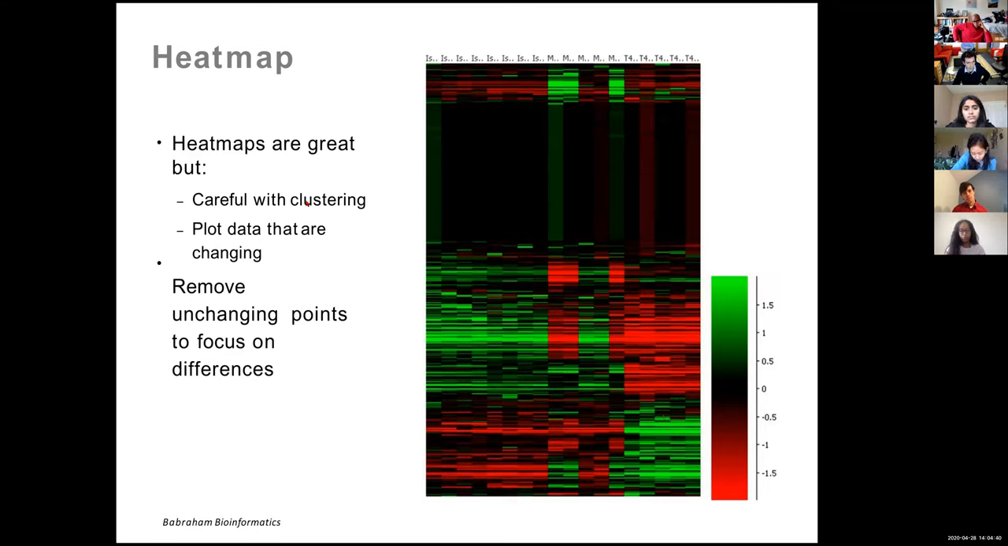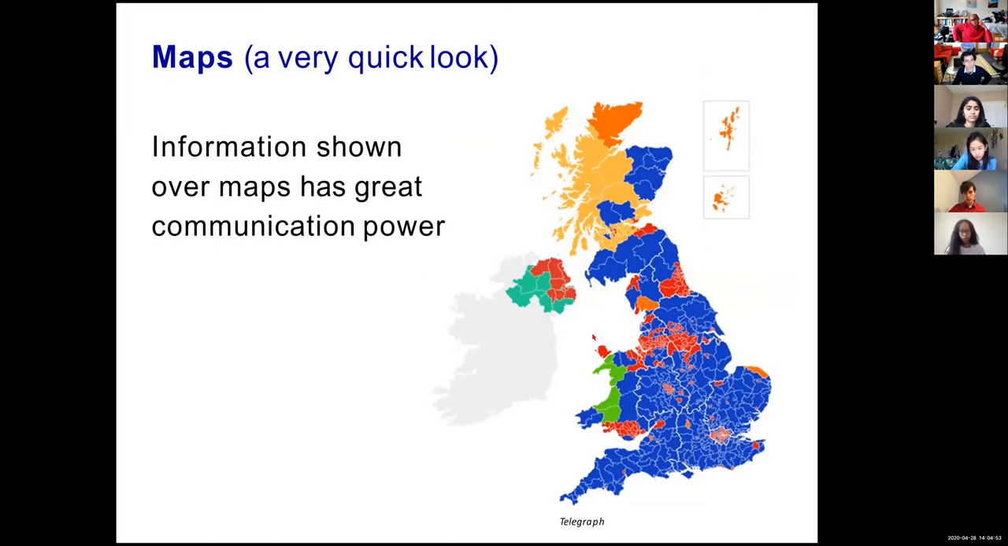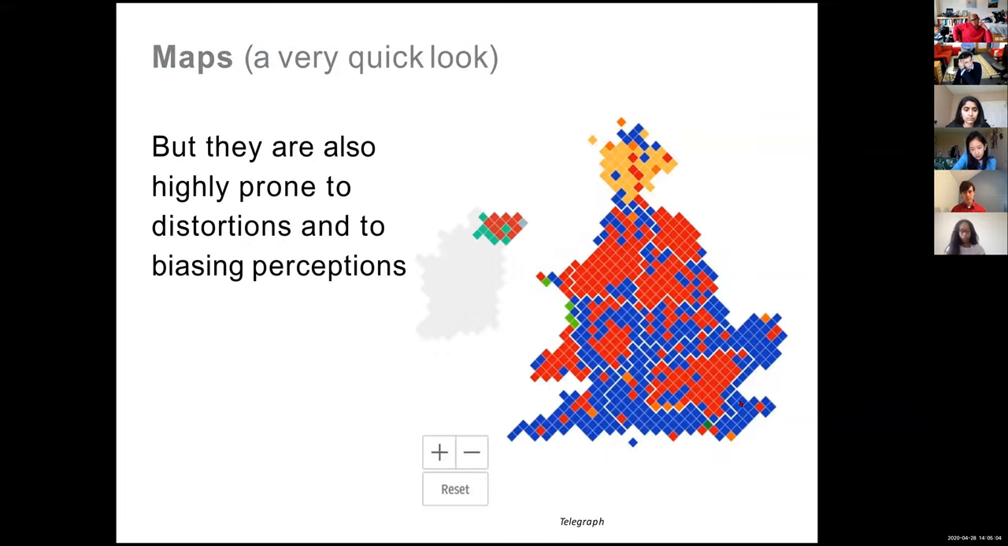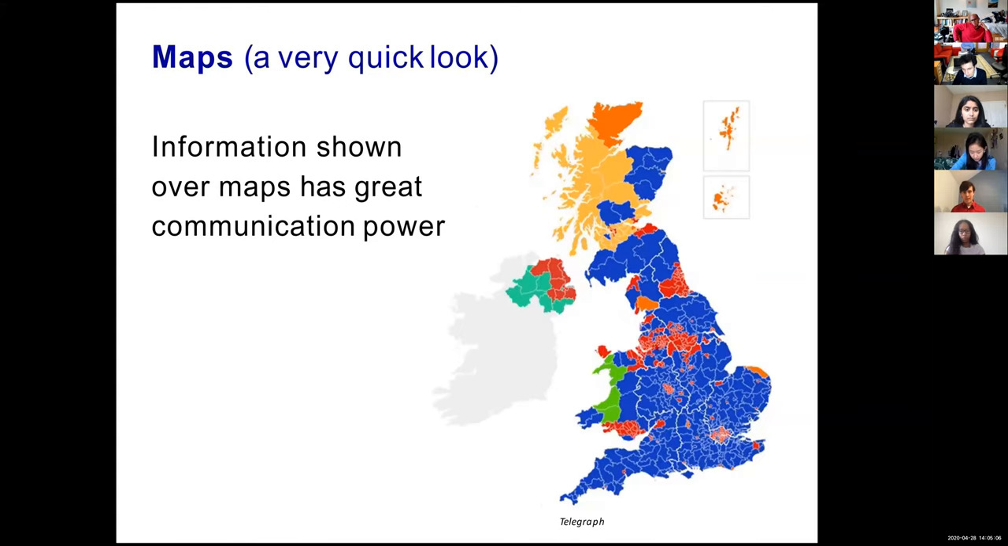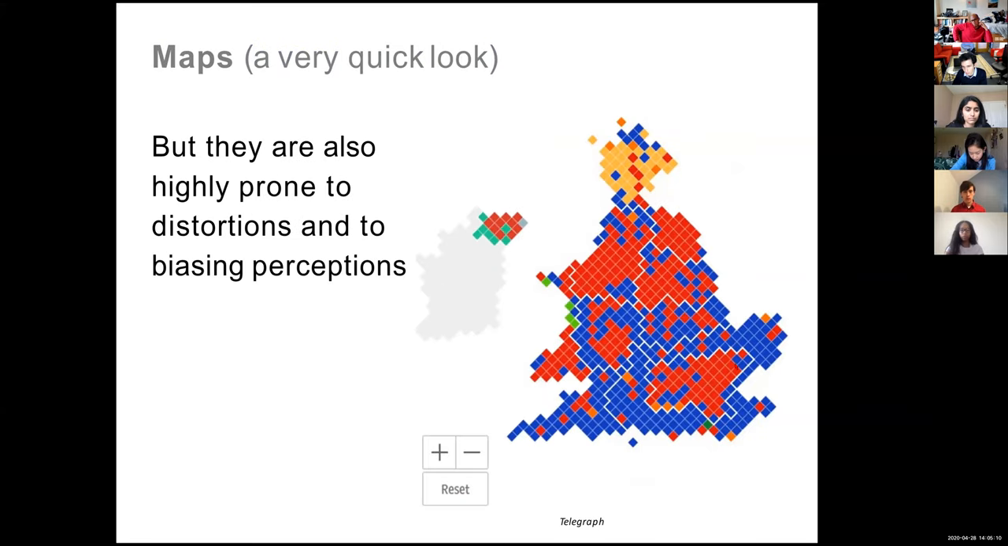And you have to be careful with clustering because, if you're removing unchanging points and you focus on the differences, then it might be misleading, leading you to think that the differences are in fact much bigger. So for maps, when information is shown in a map directly, it has much more information power. And you can see here the density of each different county and the corresponding scales. But then the challenge is that the geographical area doesn't necessarily represent population density.